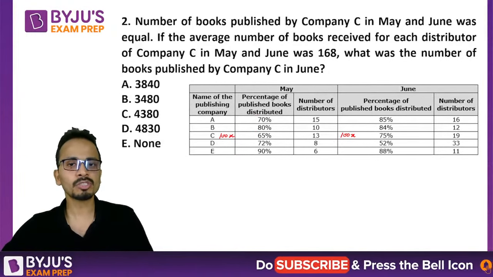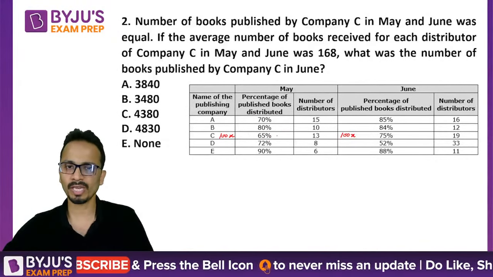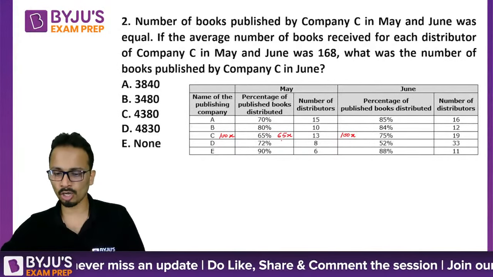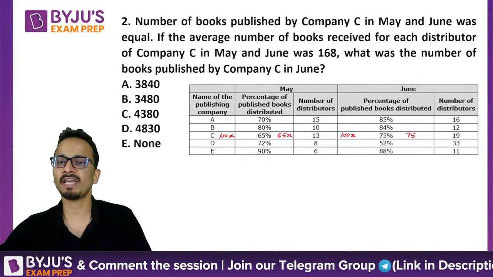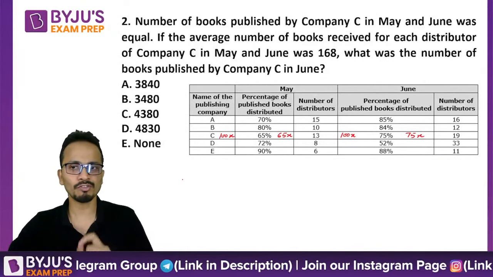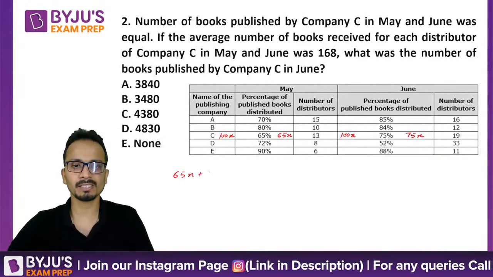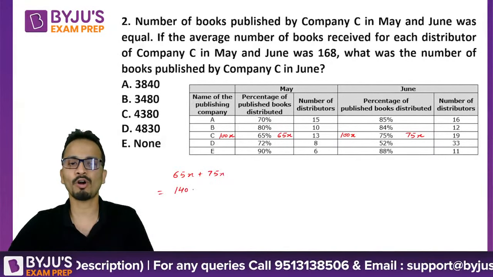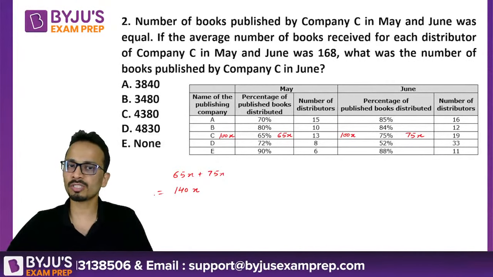Now the books which were distributed in the month of May is 65%, so that means 65x. I'm mentioning all the values in the table. For the month of June, it will become 75x. So the total number of books distributed in May and June together will be 65x plus 75x, and that is equal to 140x.